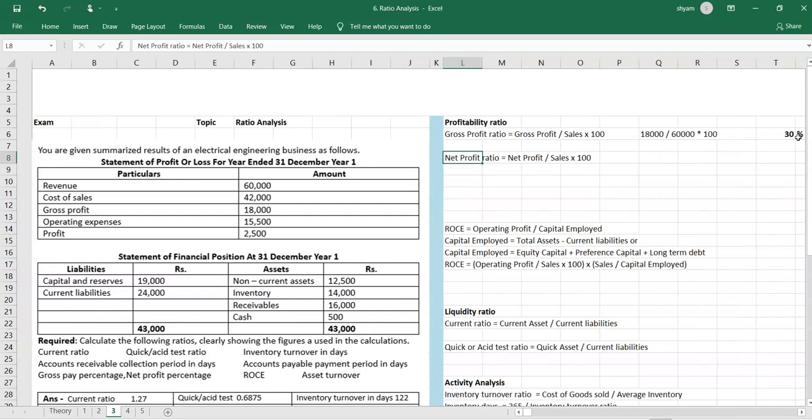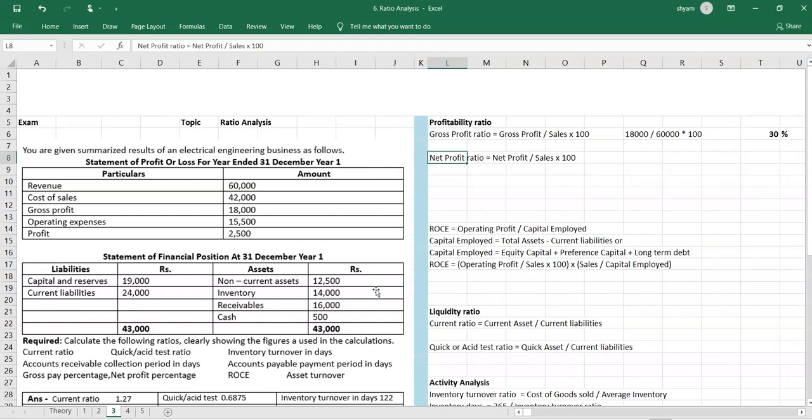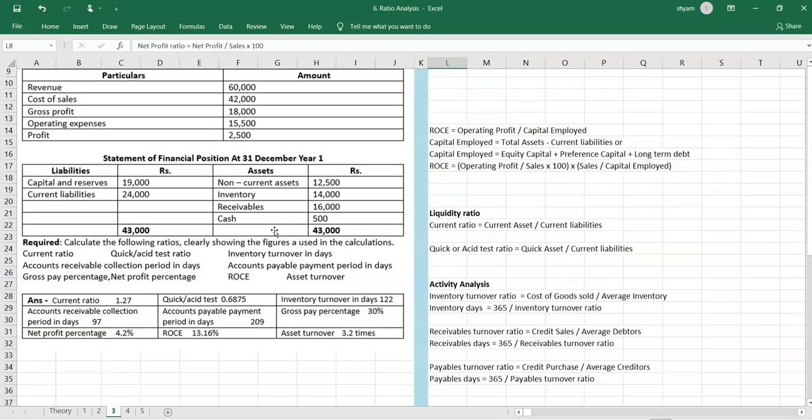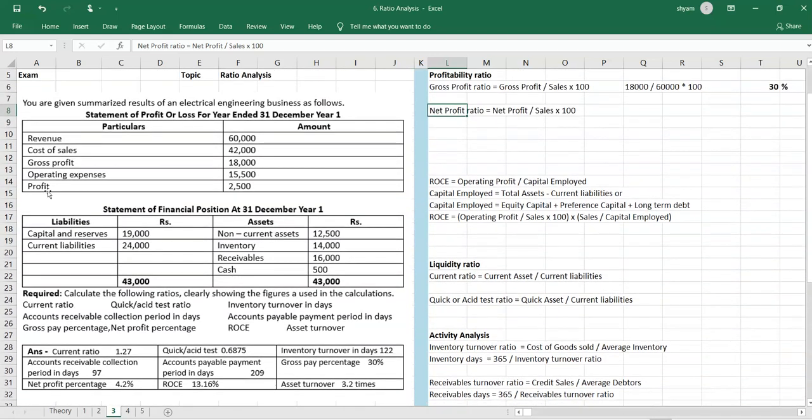We'll compute net profit ratio. So net profit is, see, there's only one profit here, and this can either be a net profit or operating profit. So we don't know exactly what it could be. So we will compute it. But as the question is asking operating profit, we don't have any other data.